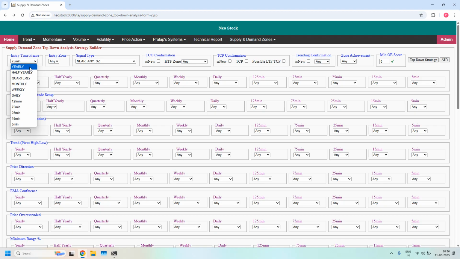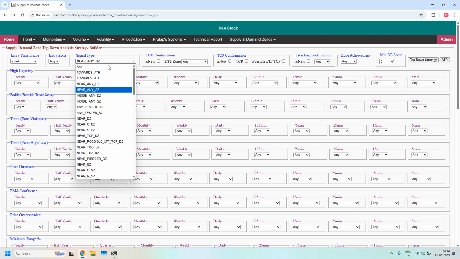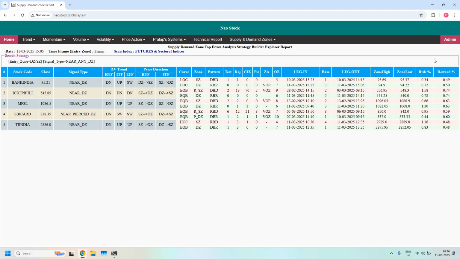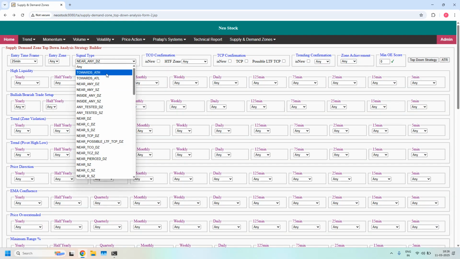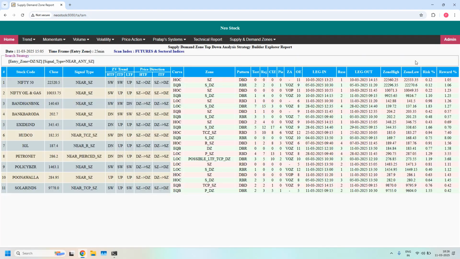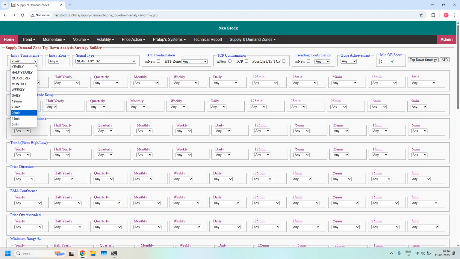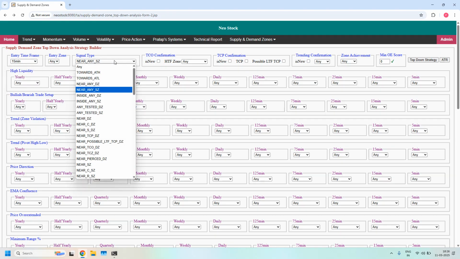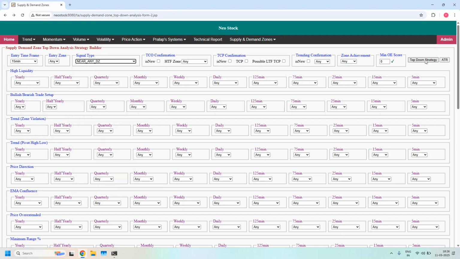Next time frame is 25 minutes. Stocks near 25 minutes demand zone. We got 5 stocks. Next, stocks near 25 minutes supply zone. We got 11 stocks. Next time frame is 15 minutes. Stocks near 15 minutes demand zone.